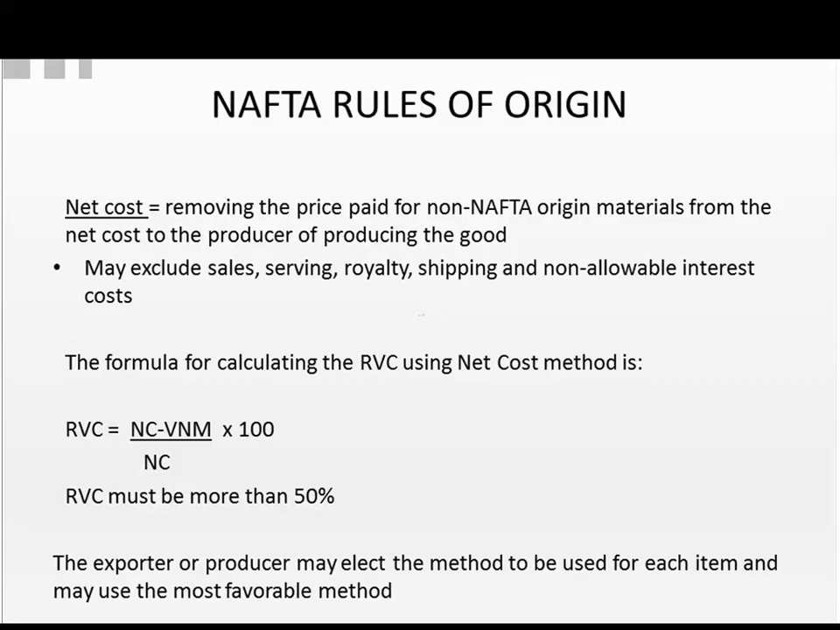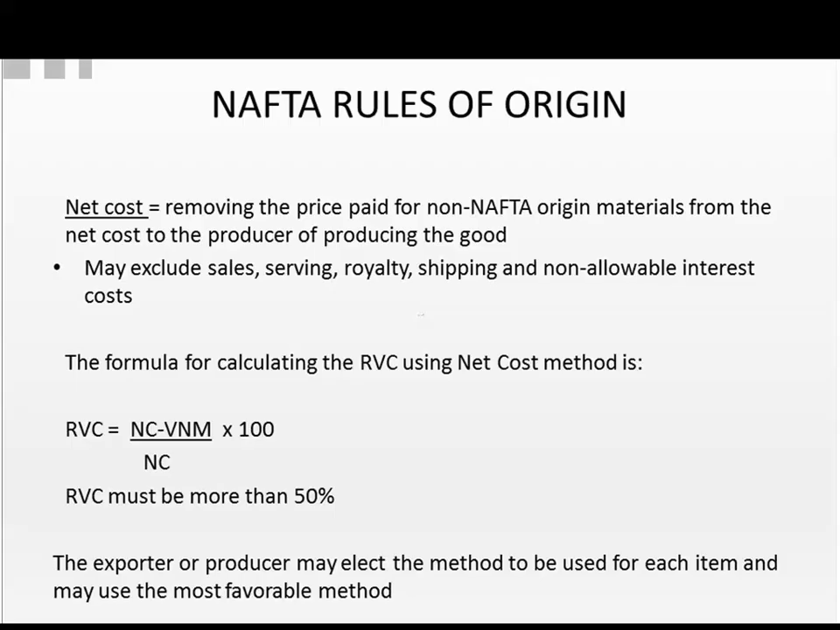producing the goods. So, as opposed to the transaction value, which looks at the price paid, this one looks at the net cost to the producer and subtracts the price paid for non-NAFTA origin materials from the net cost to the producer of producing the good. And in this case, the calculation may exclude sales, servicing, royalty, shipping, and non-allowable interest costs.